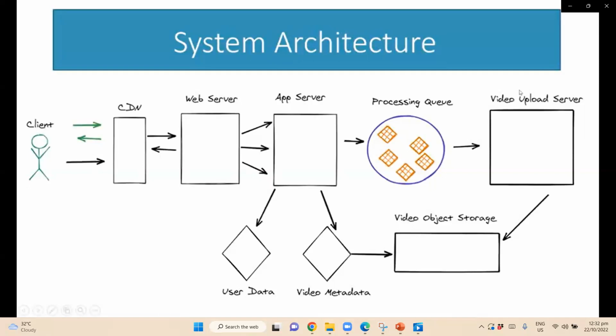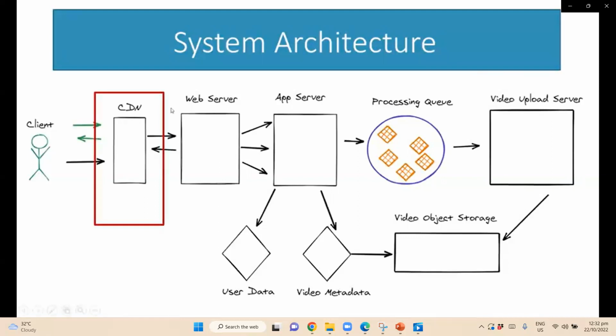This will sit in kind of a queue, and there'll be multiple video upload servers to handle that, and eventually once those are uploaded, it'll get dumped into object storage. You could use some open source thing, or more commonly it's something like Amazon S3, the most well-known object storage. Then in addition, you're going to have your user data in a database and your video metadata, which will be used when our users are searching for videos.